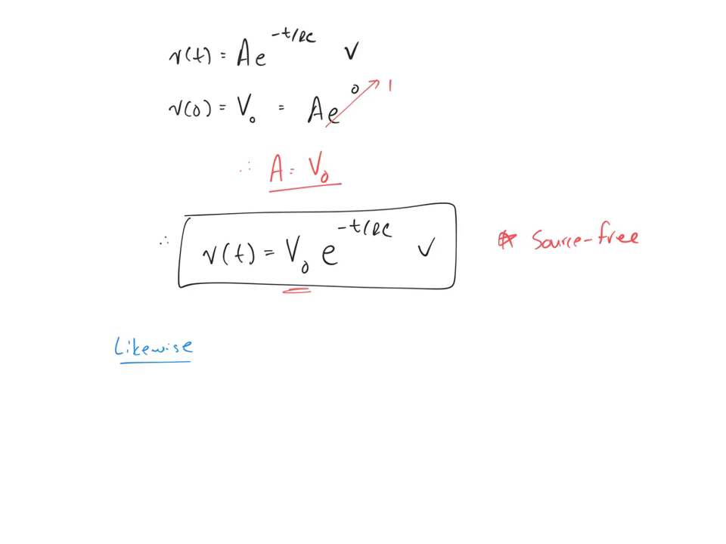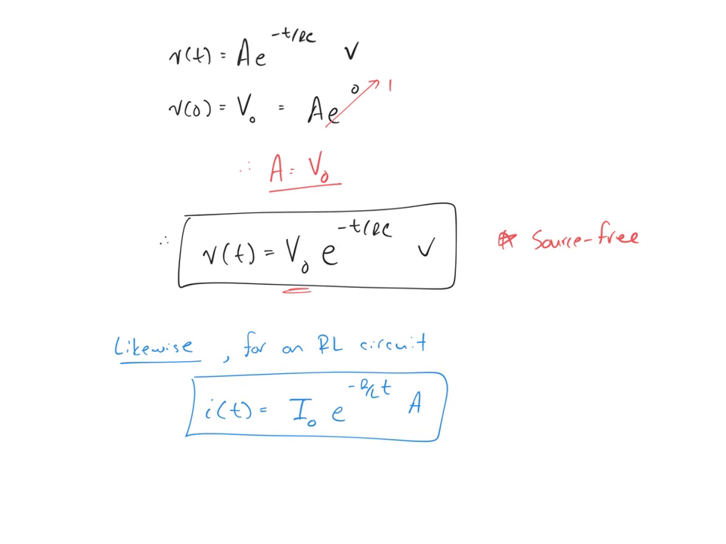Then I should also note that for an RL circuit, we can do a similar derivation, and we're going to solve for the current through the inductor, and we'll get an expression that looks very similar, but the current through the RL network will equal an initial current I sub naught times e to the negative R over L times t amperes.